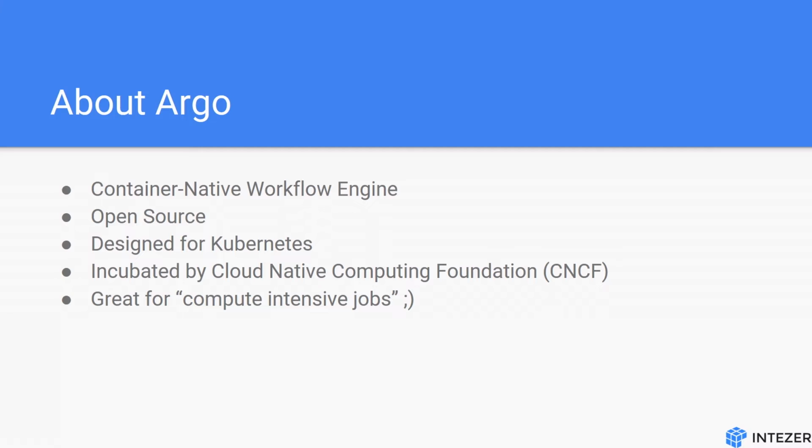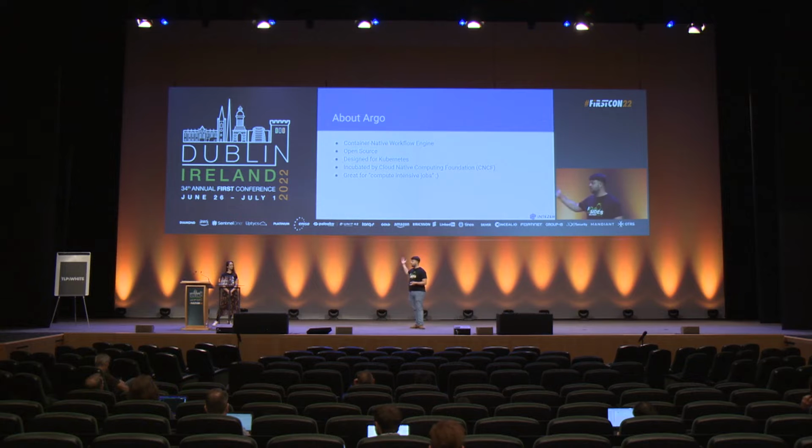It's designed for Kubernetes, and it's incubated by the Cloud Native Computing Foundation, the CNCF. The CNCF are also the maintainers for Kubernetes itself, so Argo is probably as official as you'll get for a workflow engine for Kubernetes. And I'd like to say it's great for compute-intensive jobs, with a winky face there. You can probably gather already what you can do with a lot of computing power.